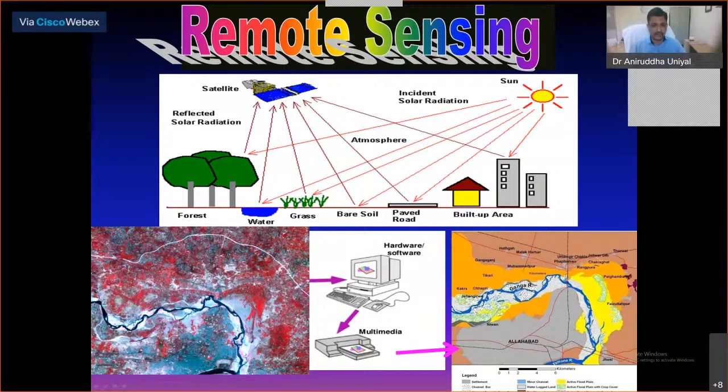From there it is downloaded in the form of an image, and this image is processed on computers using different software called image processing software. And once we process it, the final output, on the lower right side, is in the form of a map.